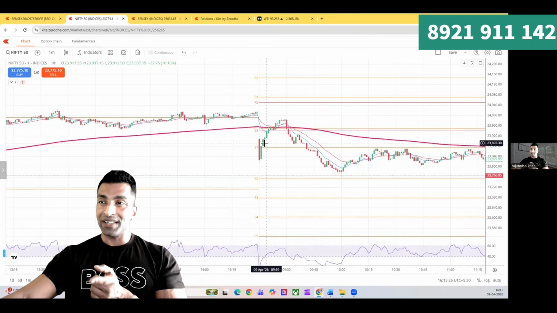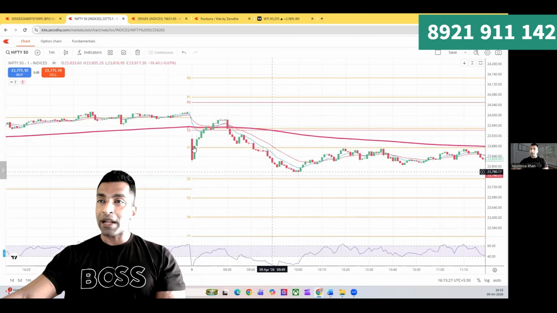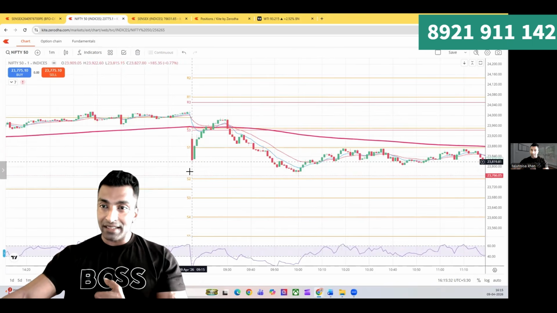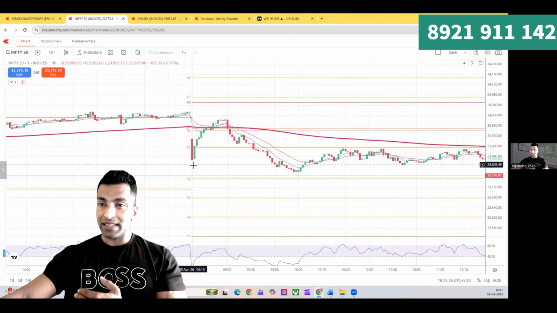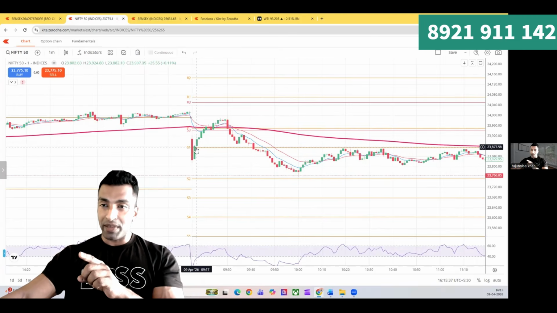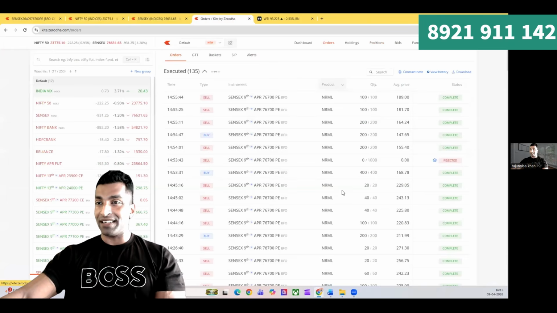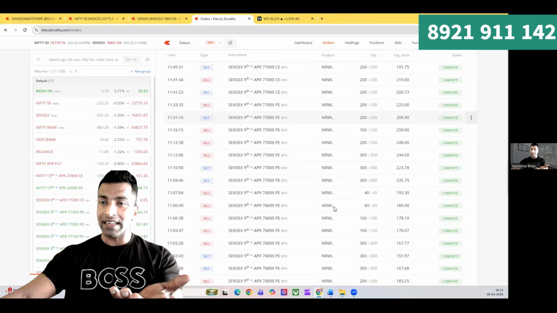Then I changed my mind. Okay, let's short it. When the price came here, I'm not shorting immediately, but it tried to break yesterday's low. It came below yesterday's low, but then reversed. So when it came here, I took a put trade. I'll explain each of the trades so that you will understand.